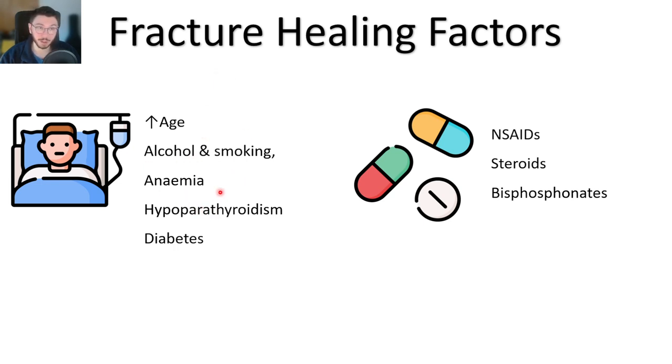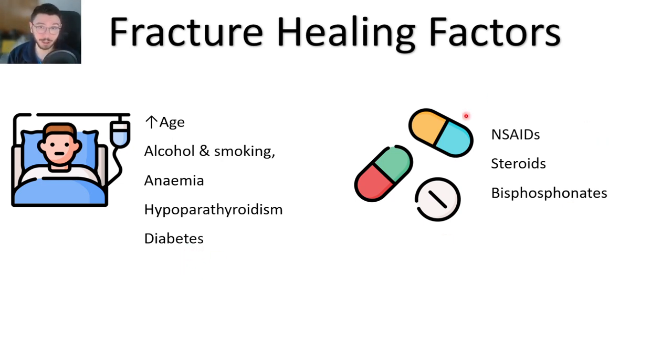Same thing with anemia, that means your blood vessels do not oxygenate enough, but there's also a falls risk associated with this. Hypoparathyroidism, as we've mentioned, PTH is responsible for osteoclast activity. If it's low, as in you don't produce enough, then the osteoclasts are not going to be able to remodel, and that final stage of bone healing is going to be interrupted. And then we have diabetes as well, which just raises the sugar in your blood and makes for worse healing.